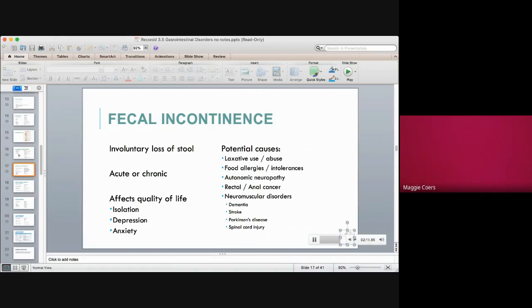Basically, the gut and these things go into overdrive, and we can't control our autonomic nervous system, and we can get incontinence from that. People with Parkinson's or on Parkinson's meds can develop autonomic neuropathy also. Cancers, or any sort of surgeries on the rectum or anus can affect the anal sphincter, which could cause fecal incontinence. And the neuromuscular disorders can cause an inability to hold stool, such as dementia, stroke, Parkinson's, and spinal cord conditions.